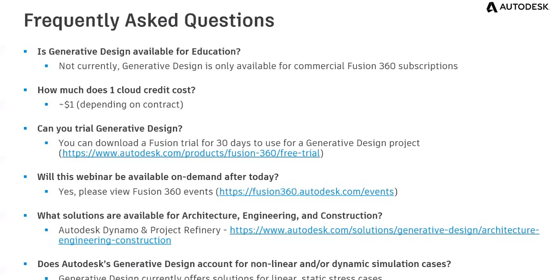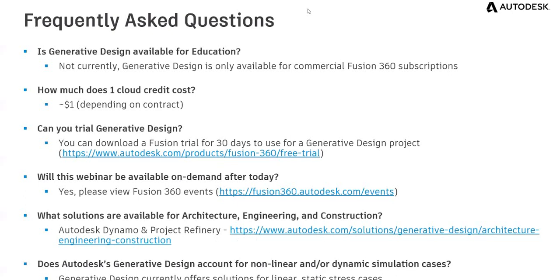The first one is: is generative available for the education community? The answer to that is not currently. Generative is only available for commercial Fusion 360 subscriptions. The second question, which we get a lot, is how much is one cloud credit? It costs about $1 US, so it's about a 1-to-1 comparison. The third question typically is, can you trial generative? We have the link here where you can get a 30-day trial of a Fusion subscription to try it out. Another question that we typically get is, what are the solutions for generative for things like architecture and construction? We have an entire AEC generative solution, and you can see that link at the bottom. It's a little bit different from what we've been talking about today.